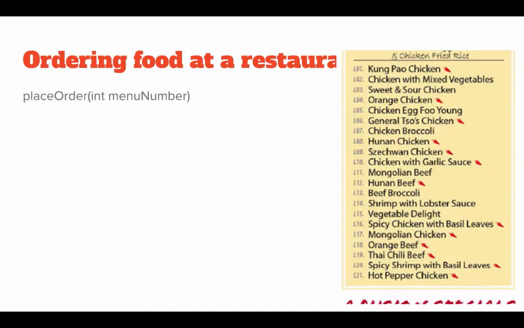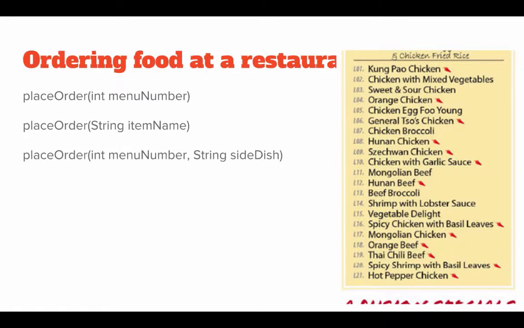And we can call the method place order by passing in an int to represent the menu number. Or we could have a different parameter, place order with a string instead, the item name. Or place order with two parameters, the menu number and the side dish. Or place order with the item name and the side dish name. And these four examples all match the ones on the previous slide.